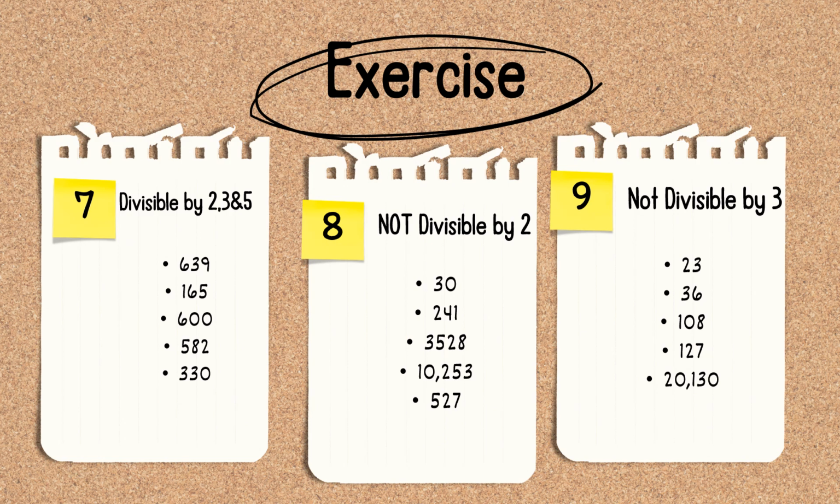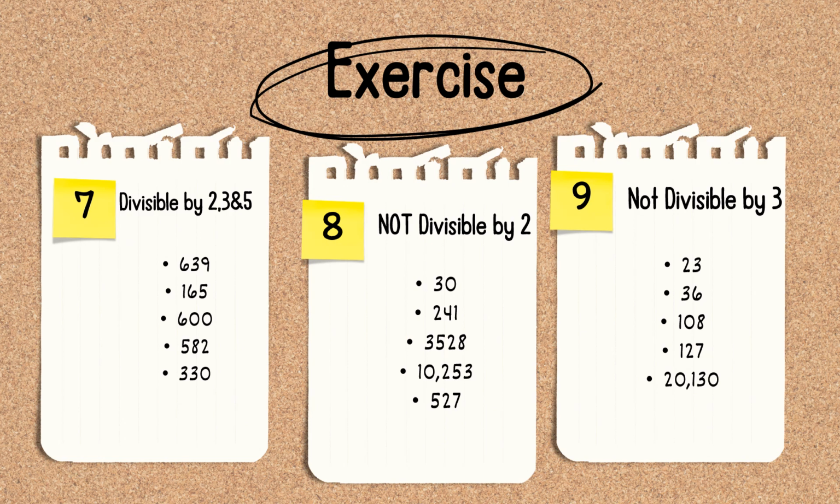3,528 is an even number, so we will not choose it. 10,253 is an odd number. Excellent, excellent math champions. 527 is also an odd number. Excellent math champions. Move to the next. We should read the question carefully and check it. Not divisible by 3. We need numbers that are not divisible by 3.